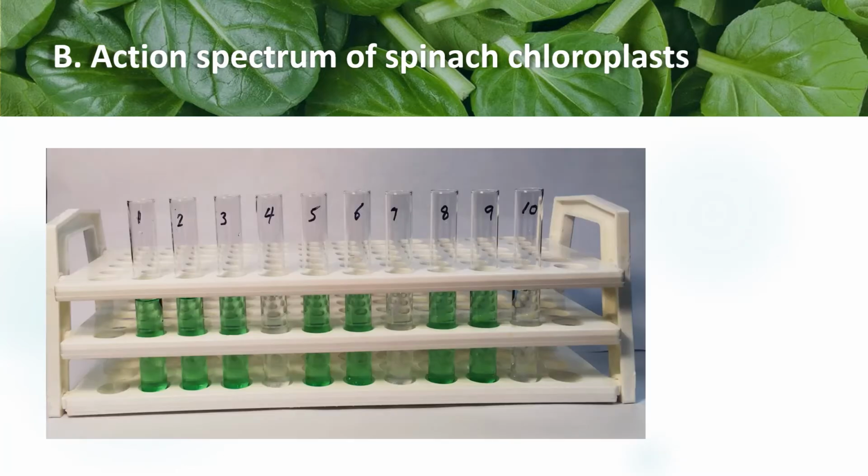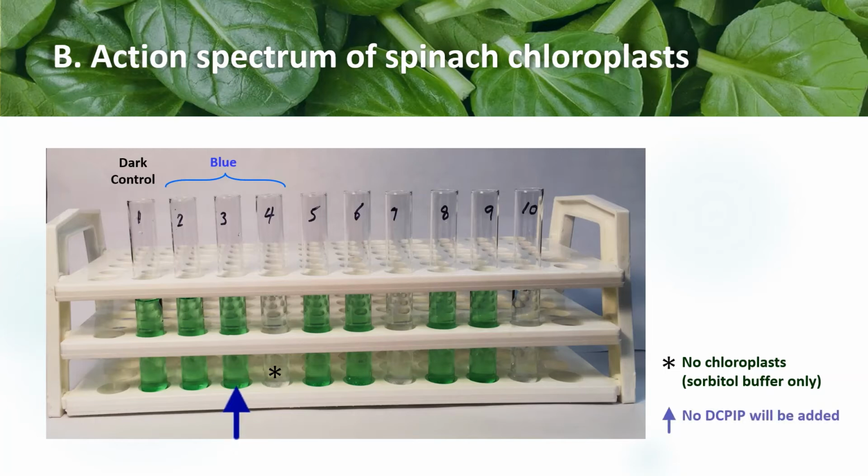So here are all the test tubes. I've set them all up and measured the 5 mils of chloroplast suspension or 5 mils of sorbitol buffer. So there's the dark control there. I have 3 test tubes for blue. The blue has 1 test tube with no chloroplast, so sorbitol only. It has 1 test tube that we are not going to add DCPIP to. We're going to do the same for green and the same for red.